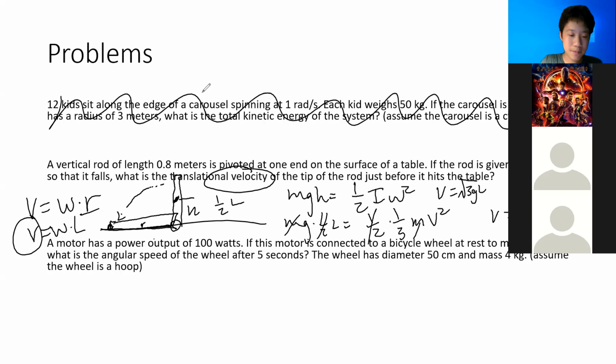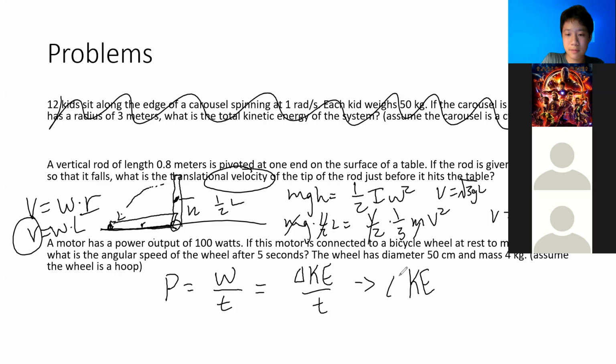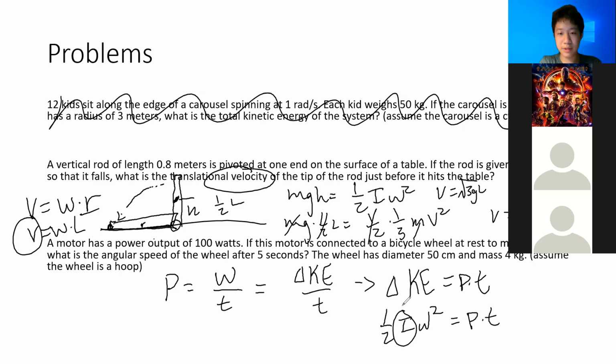So now for the last problem, if you remember from our class about conservation of energy, we know that power, P, is equal to work done over time. Work done is change in kinetic energy. And so our change in kinetic energy is equal to power times time. Well, what's the kinetic energy? 1/2 I W squared equals P times time. And then you just solve for W in this case.